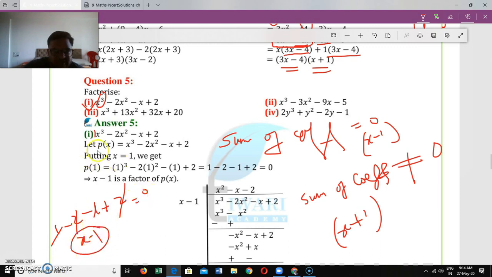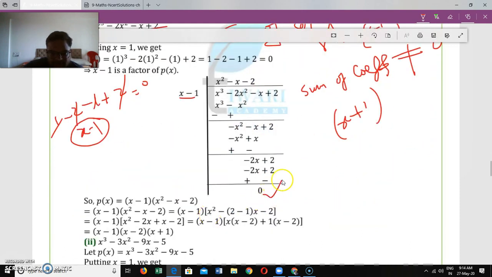So we are going to divide this whole expression by x minus 1. So you will get the remainder 0. Once you do this, the quotient has to be again factorized, that is by splitting the middle term. So that has been split here. You can see here this one.